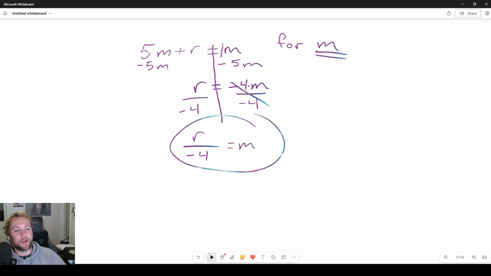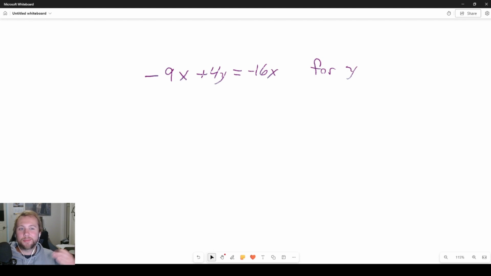Let's look at one last problem. Negative 9x plus 4y is equal to a negative 16x. This time we're solving for y, not for x. So we're not solving for that variable that's on both sides, we're just solving for that y. Go ahead and try it on your own if you haven't already. Alright, let's go ahead and go through that.